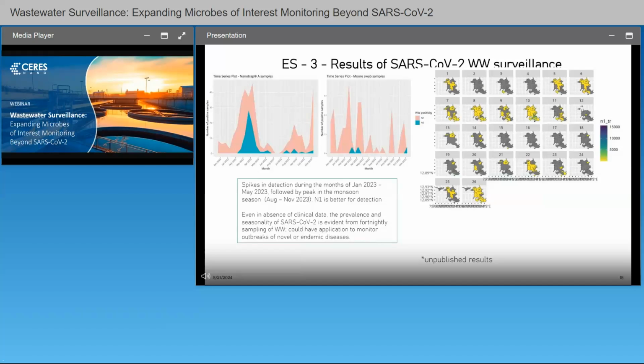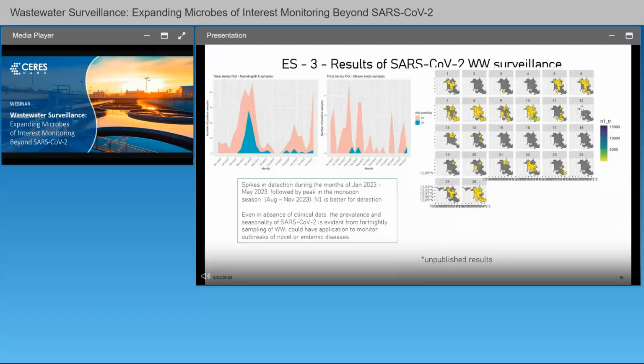That concludes the head-to-head comparison of methods. In the next few slides, I'll show a few results from the 1 year of sampling that we did. These are the results of SARS-CoV-2 wastewater surveillance. The panel on the left is a time series plot. The red area is the Nanotrap A particles, and the blue area is MooSwab over 1 year. You can see the spikes in detection during January to May 2023, followed by a peak in the monsoon season, August to November 2023.